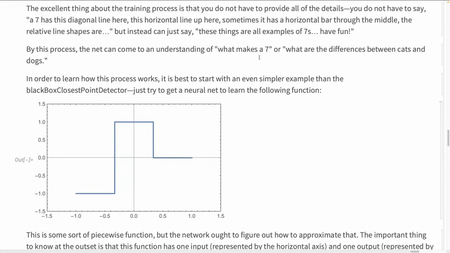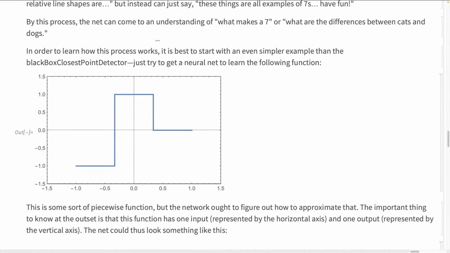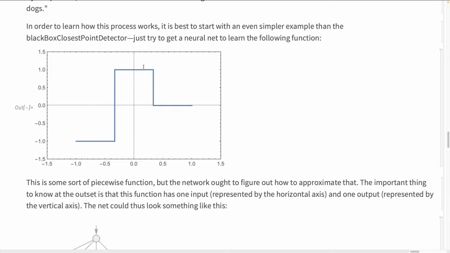By that same process, a neural net can learn, say, how words should fit together or what the differences are between cats and dogs when it sees an image of each. So we'll go to an even simpler example in order to understand the learning process. Let's say we've got a very simple function, a simpler analog of the closest point detector function. It's just a step function.